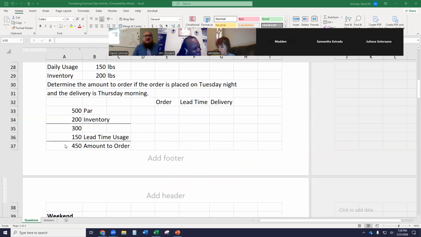Okay, so Destiny, how do we get 450 pounds? That's okay, no need to apologize. We take our par, that's the minimum we have to have on hand. We subtract what's already in inventory, right? We don't want to just purchase par. We want to subtract what's in inventory. And so that tells me that 300 pounds is what I'm supposed to order, but I have to take into consideration that lead time usage.